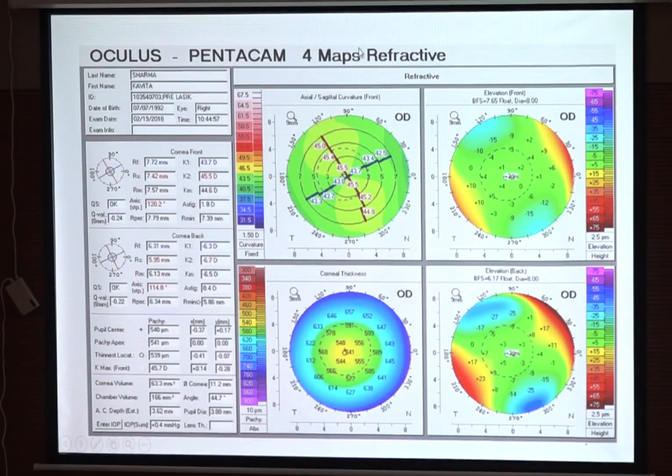If this is something which is shown to you, this is a Pentacam 4-map refractive map of a patient named Kavita, whose keratometry value is 45.5 and 43.7 with the mean K of 44.6. The thinnest pachymetry is 539 micron with the Kmax of 45.7. In the sagittal curvature map, since everything is green in color, this is showing a normal map. The anterior and posterior elevations are also normal, and the pachymetry map is also normal.